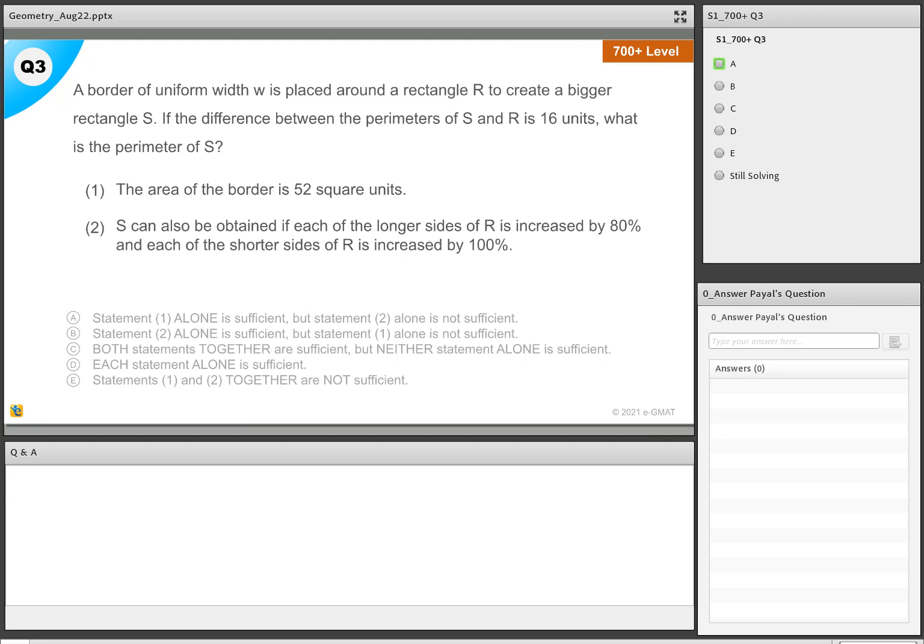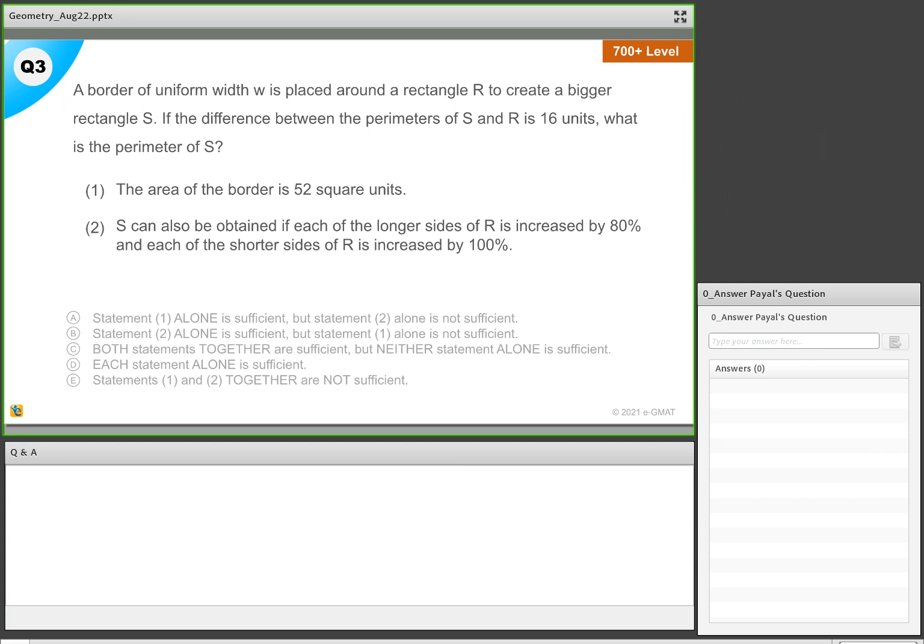All right, 15 more seconds to mark the answer for this question. 3, 2, 1, and 0. All right. I'm going to end the poll and let me hide the poll over here.